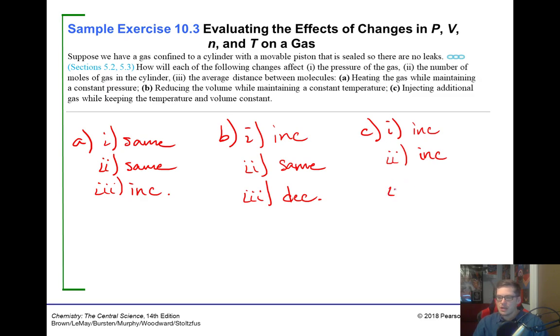That just makes sense. And then last one here, part 3, says the average distance between the molecules while injecting additional gas. What will happen to the average distance? We're keeping the volume constant, but we're adding more things. So it just makes sense that these gas molecules would have to be getting closer and closer together. So this average distance would have to decrease. All right, so those are your basic gas laws.